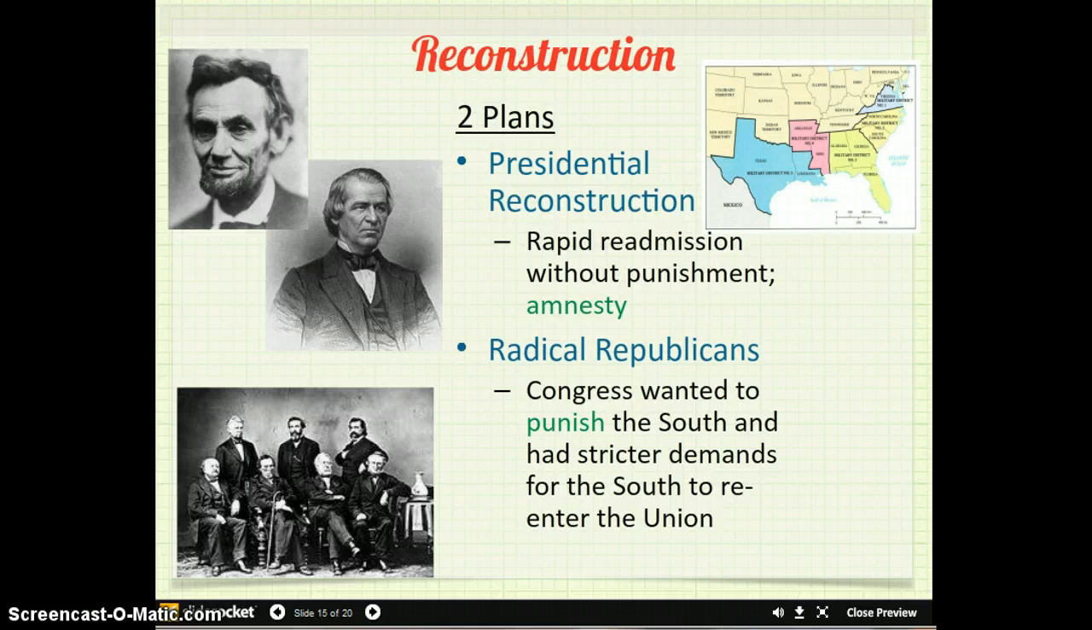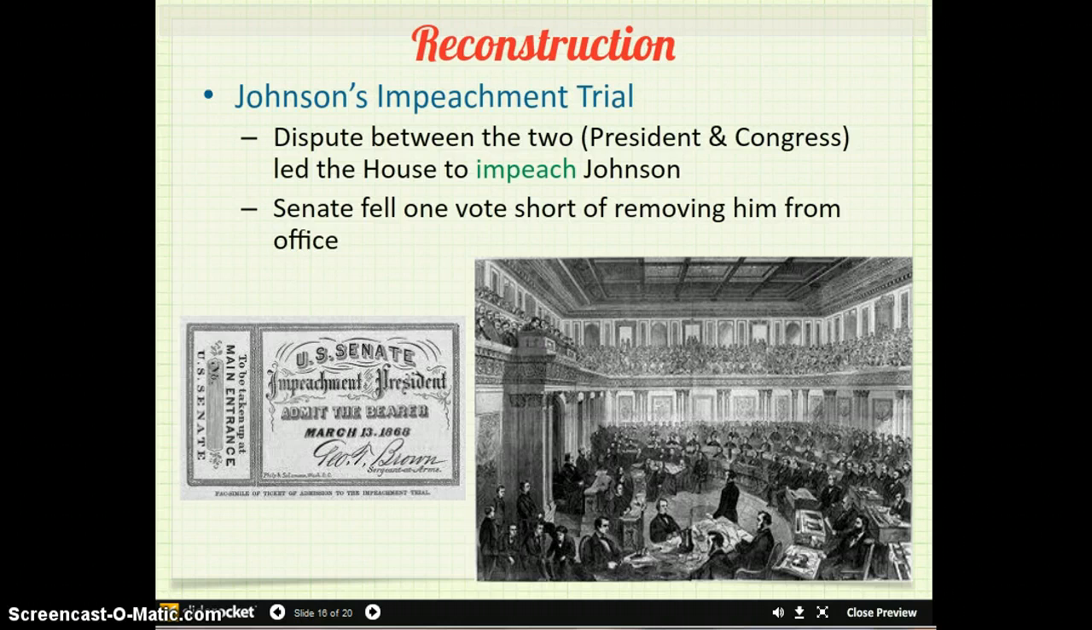Now, Congress was led by the radical Republicans. They disagreed. They wanted to punish the South and had stricter demands for how the South should re-enter the Union. The dispute between the two, President and Congress, over how we should conduct Reconstruction will ultimately lead the House to impeach Johnson. Now, the Senate fell one vote short of actually removing him from office.